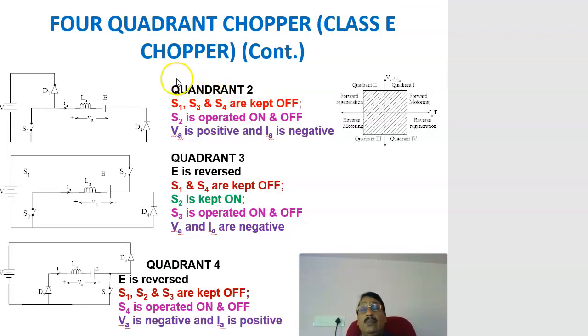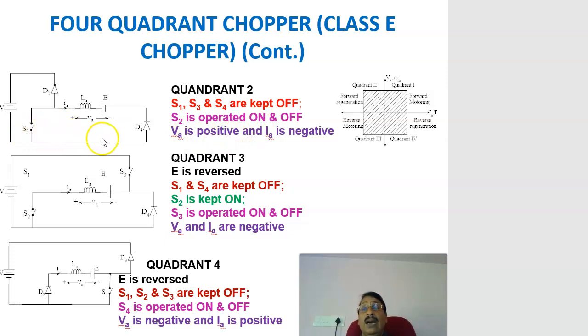Coming to the second quadrant operation, it is called the forward regeneration. In that case, you are getting a positive voltage VA and negative current IA. For getting that, we have to control the switch S2. S2 is controlled at very high frequency, and we are controlling the duty ratio of this S2, and all other switches, that is S1, S3 and S4, are kept off. That is for the second quadrant operation, where on and off control is done, and we are controlling the duty ratio of this S2.